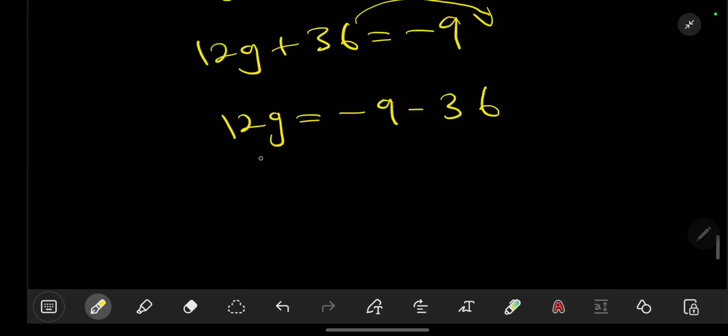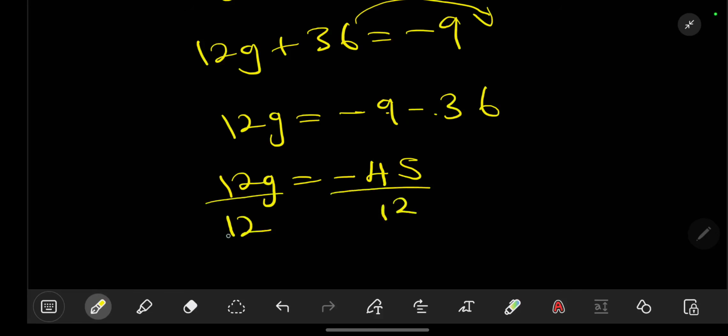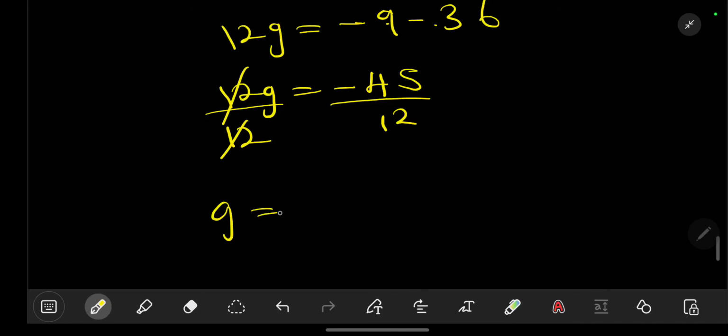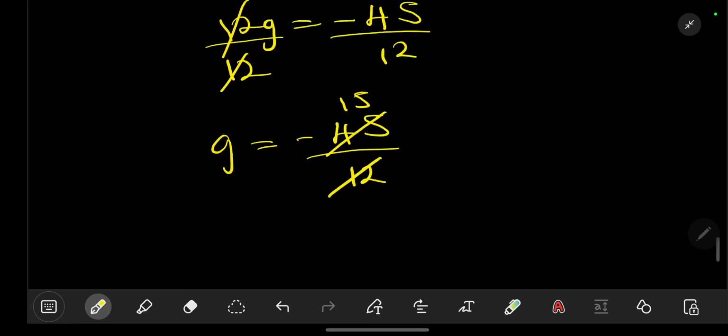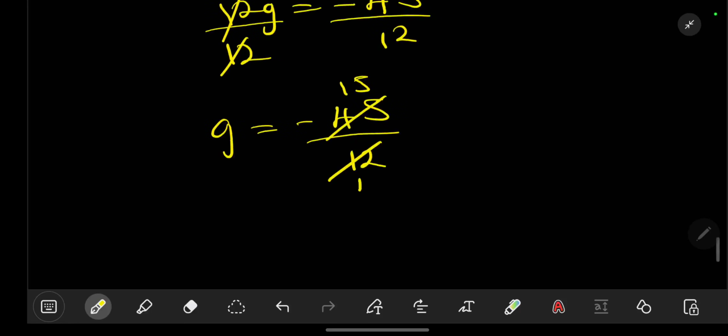So we are going to have 12g equal to negative 9 plus minus 36, which is negative 45. We divide by 12 on both sides. We are going to have g equal to negative 45 over 12, in which 3 can enter into both numbers. 45 divided by 3 is negative 15. Then here we have 12 divided by 3 is 4. So our g value will be equal to negative 15 over 4.